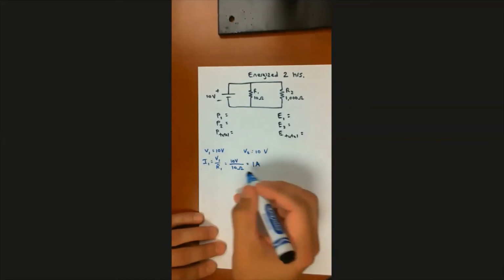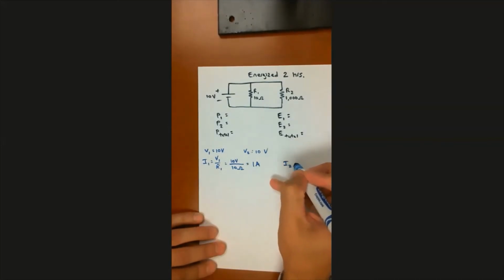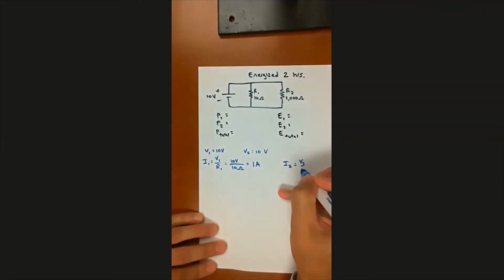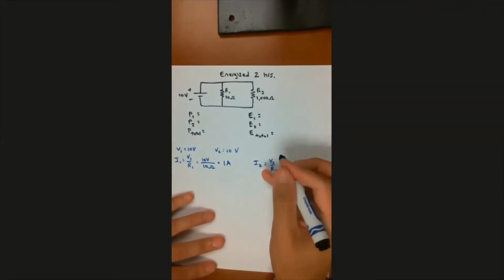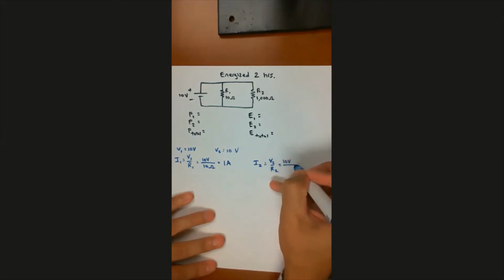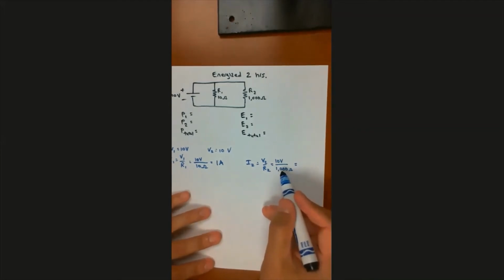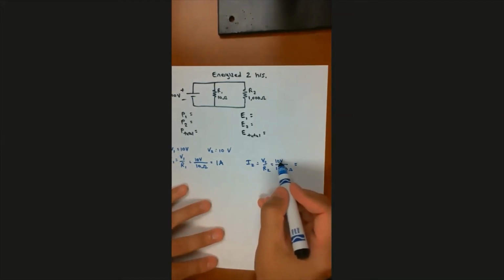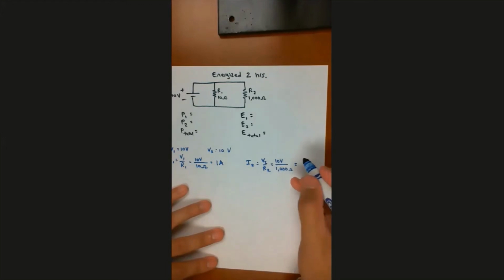Now I do the exact same thing for I2. I2 equals V2 divided by R2 equals 10 volts divided by 1,000 ohms. So to divide by 1,000, I just move the decimal point 3 places here. So 1, 2, 3. So I should get 0.01 amps.